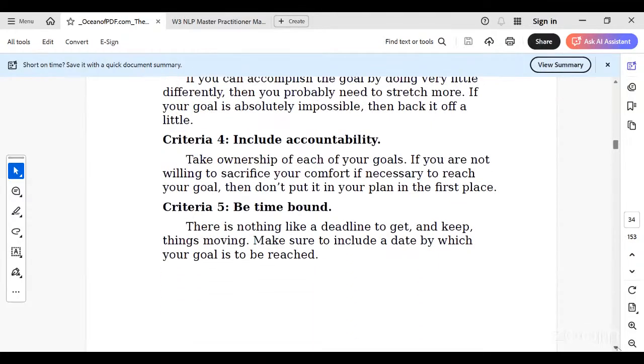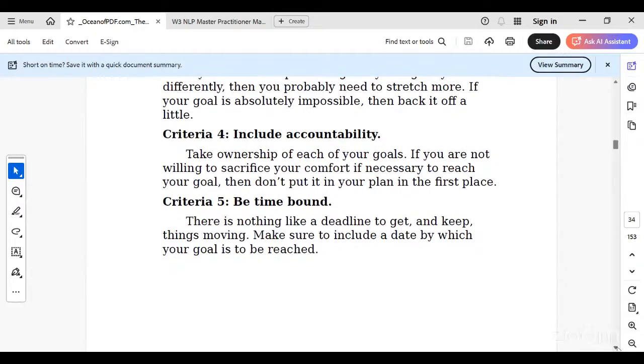Criteria 4, include accountability. Take ownership of each of your goals. If you are not willing to sacrifice your comfort if necessary to reach your goal, then don't put it in your plan in the first place. This is very, very important. And later I realized that this seems to be missing when I used to include goals and was not able to meet them later, because somewhere these things hamper my progress, right? So this is very important for us to be aware of and really take a call on what goals to include.